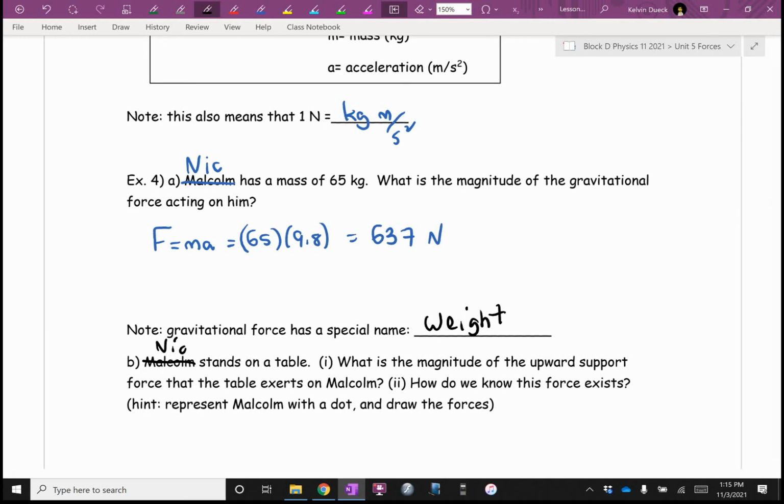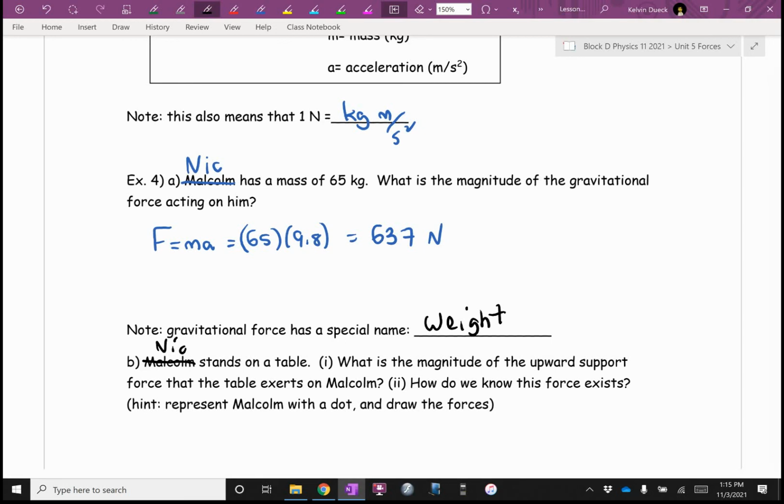What are the forces acting on him? Gravity is pulling him down to the earth, yes? Is he accelerating into the table like quicksand? Is he flying off of the table like Superman? Then there has to be another force pointing up, canceling out gravity. So part 1 asks, what is the magnitude of the upward support force that the table exerts on him? I can tell you exactly how big it is to 3 sig figs.